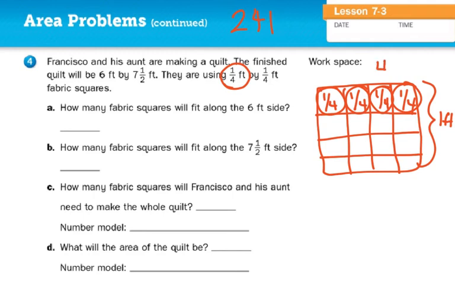For each foot, she needs 4 fabric squares, and there's 6 feet. So 6 times 4 is 24.